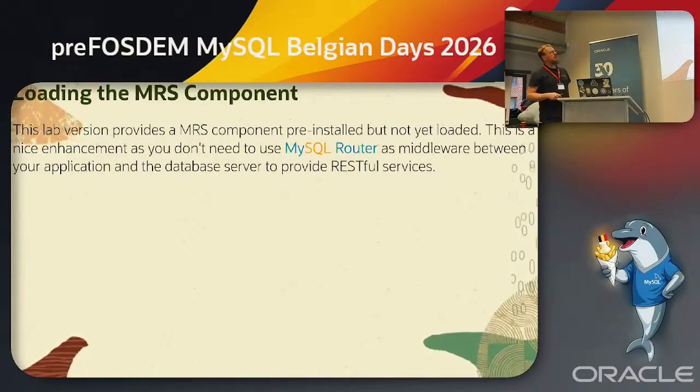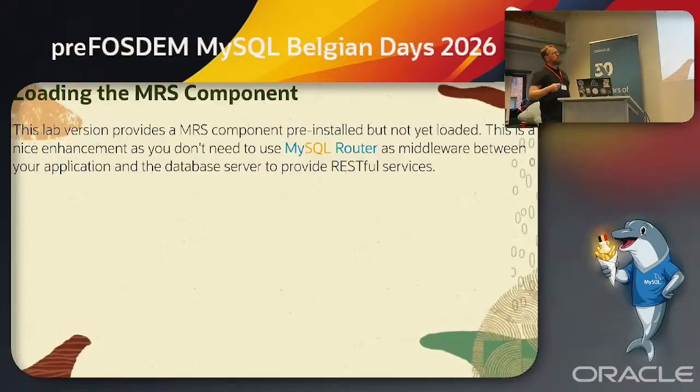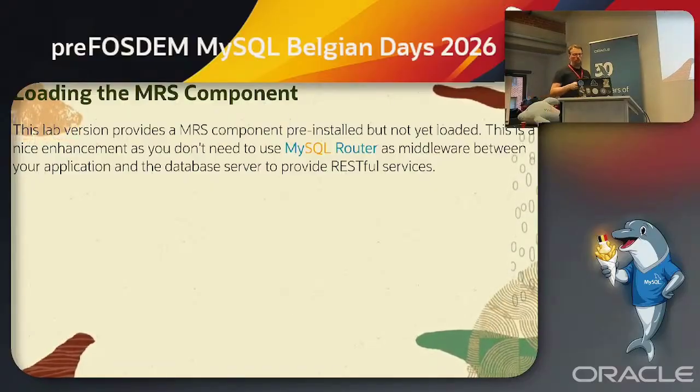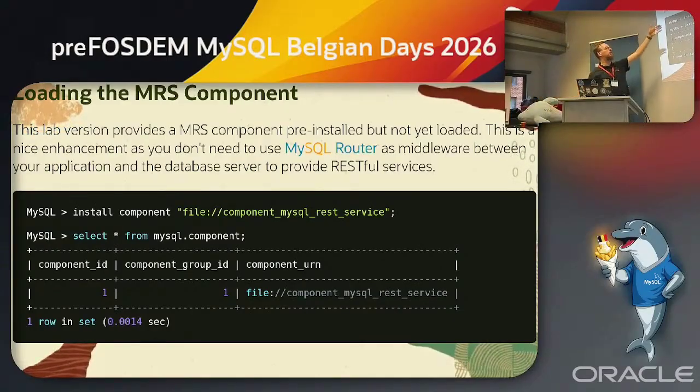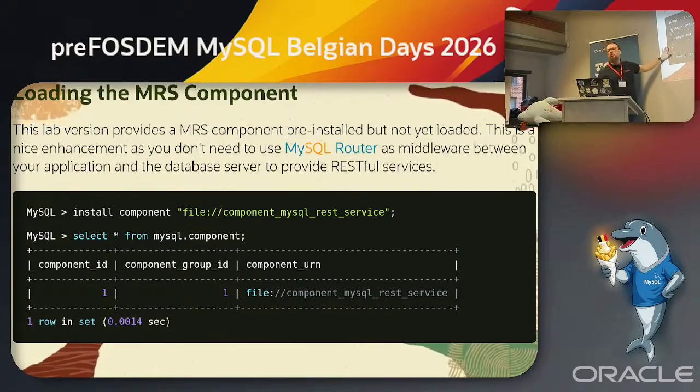So, because we didn't want to use the router, we also need to load the component, and now it's time to load the component. So what we do, we just do install component, file, component, MySQL REST service. And it works. Do you see something strange here?